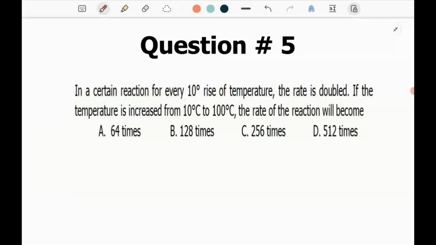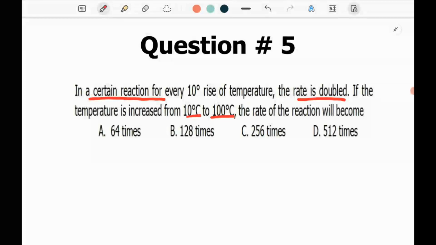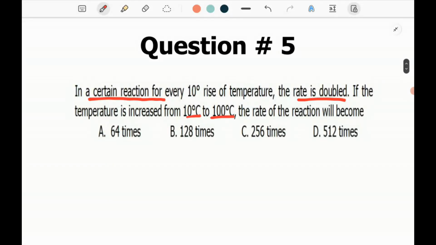So question number 5 says, in a certain chemical reaction, for every 10 degrees Celsius rise in temperature, the rate is doubled. If the temperature is increased from 10 degrees Celsius to 100 degrees Celsius, what happens to the rate of the reaction? So imagine you are conducting a reaction in a lab where for every 10 degrees Celsius increase in temperature, the rate of the reaction doubles. Now let us suppose the temperature is increased from 10 degrees Celsius to 100 degrees Celsius. What will happen to the rate of the reaction is a question.